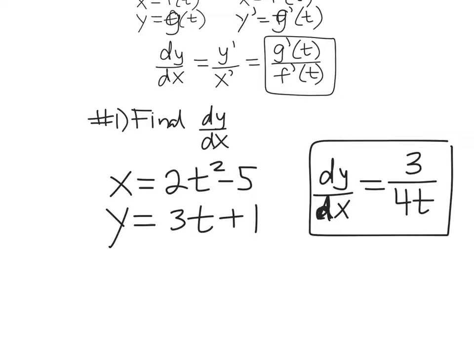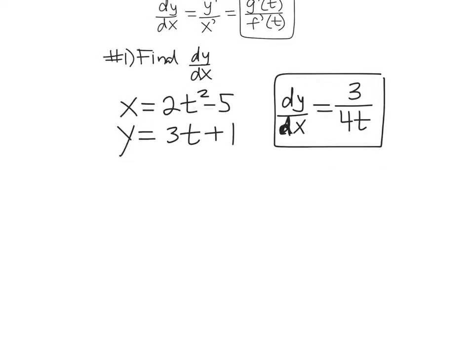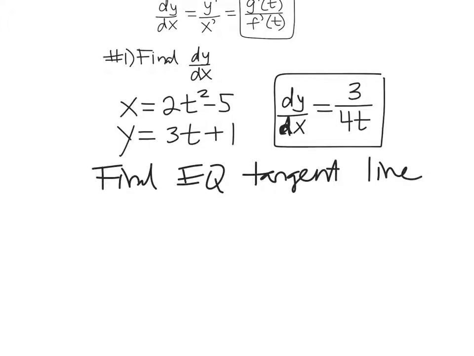Okay. So we're going to add on to that, though, because then they're going to ask you to find the equation of the tangent line at t equals 1. This is like the second part of it. So A would be find the derivative, and B would be find the equation of the tangent line. You're going to plug in 1 pretty much everywhere.